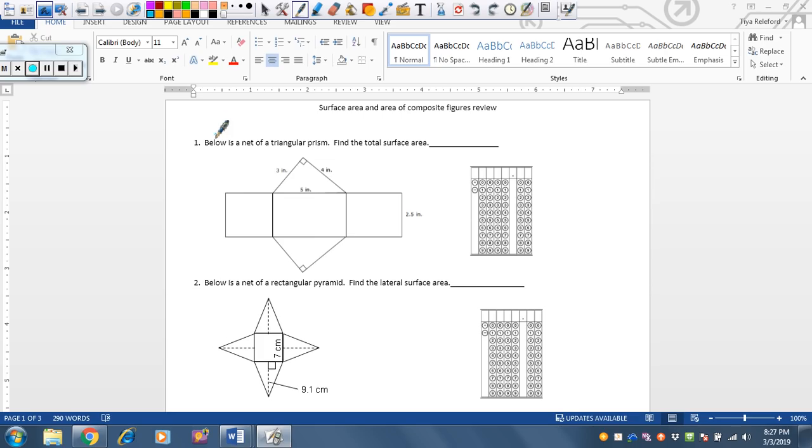Okay, number 1 says below is a net of a triangular prism. Whenever they give you the name of the shape, you might as well take note of it. You're going to find the total surface area. So you have 2 triangles that are the same, and you have 1 big rectangle.